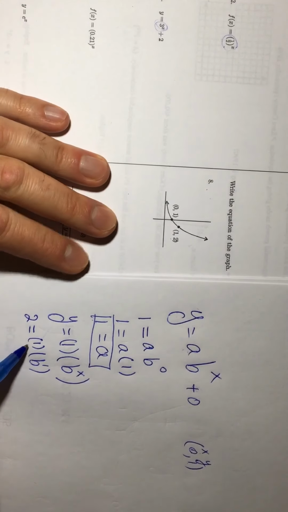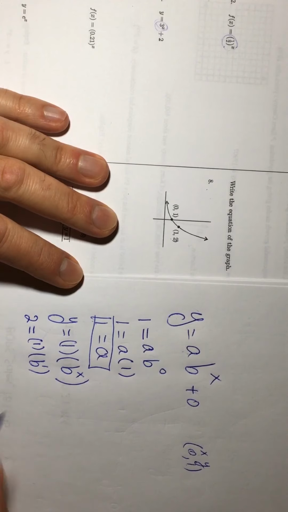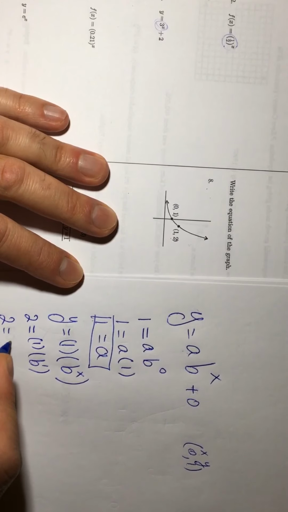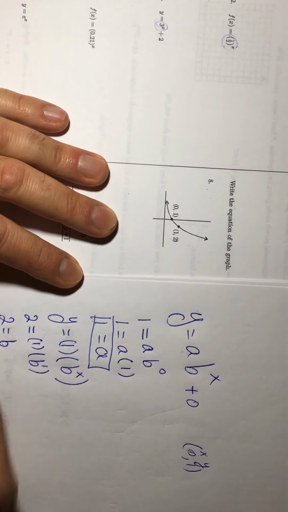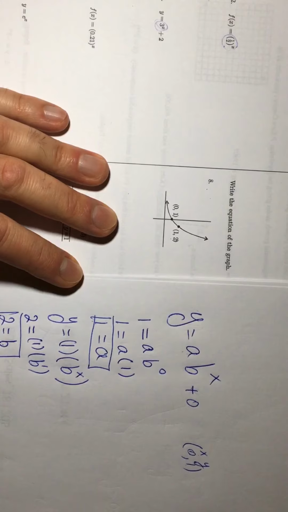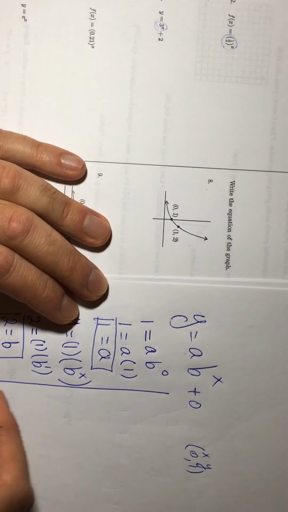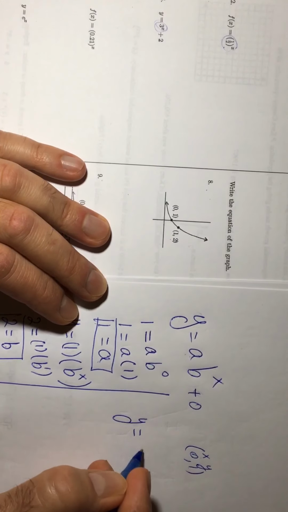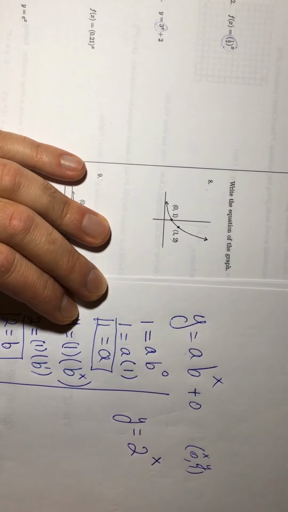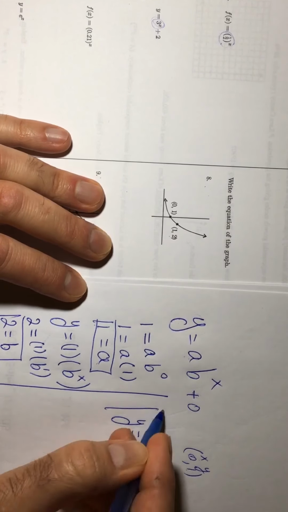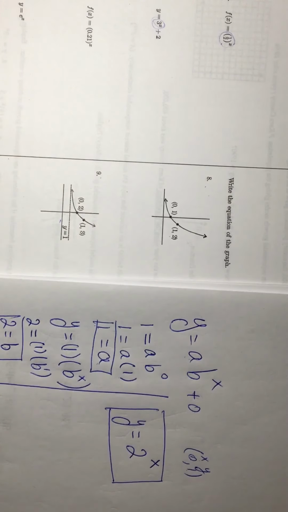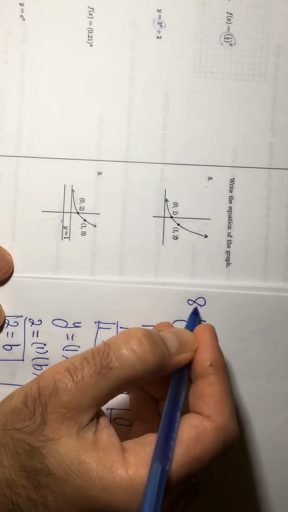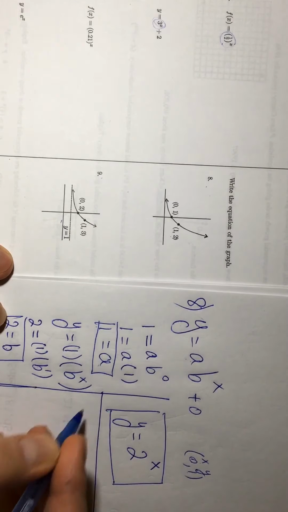Okay, so what's b to the 1? b. What's b times 1? b. So b equals 2, or 2 equals b. So I found my a and I found my b. So what is the equation of the graph? y equals, now since a is 1, I'm not going to show it, so I'm just going to write 2 to the power of x. b is 2. So there you go. That's the equation of the graph for number 8. Are we good? I hope so. All right, so then let's go to number 9.